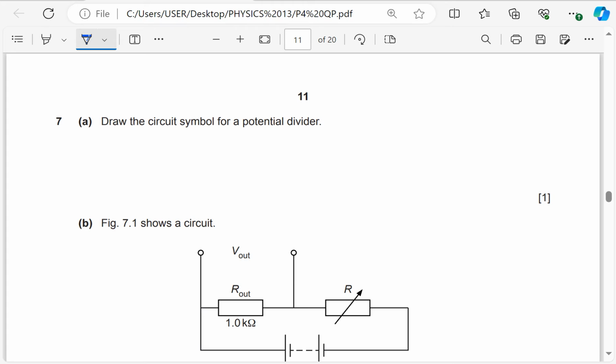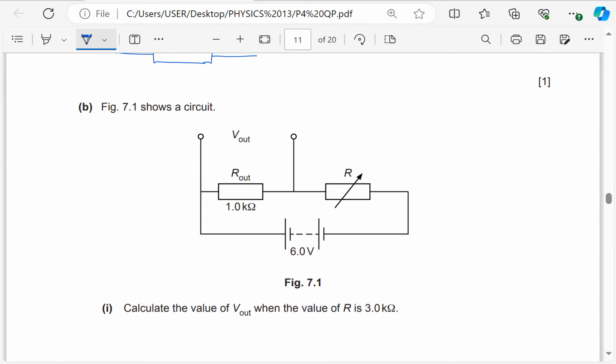Draw the circuit symbol of a potential divider. Of course, by now we should all know what a potential divider is. So we need a resistor or a resistance wire like that. And then we need to put something which adjusts the resistance. That is a potential divider.